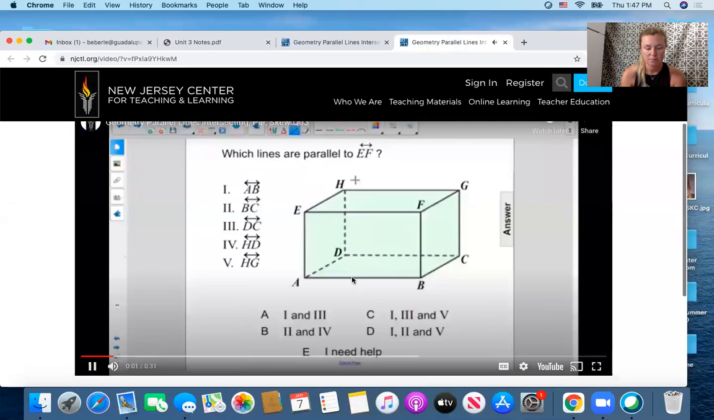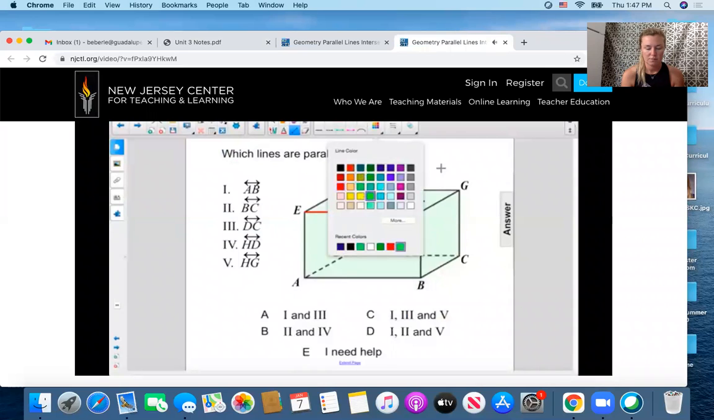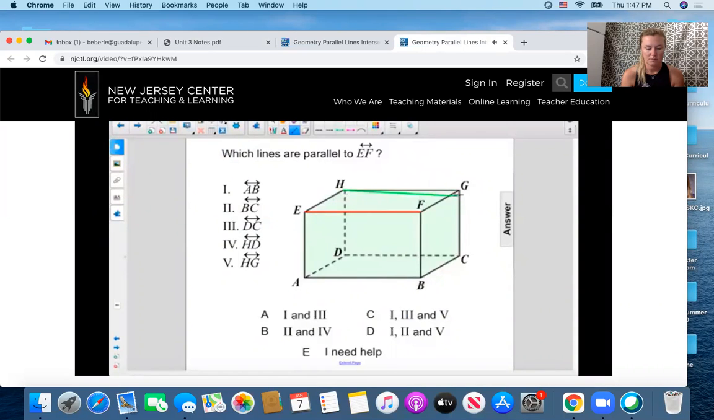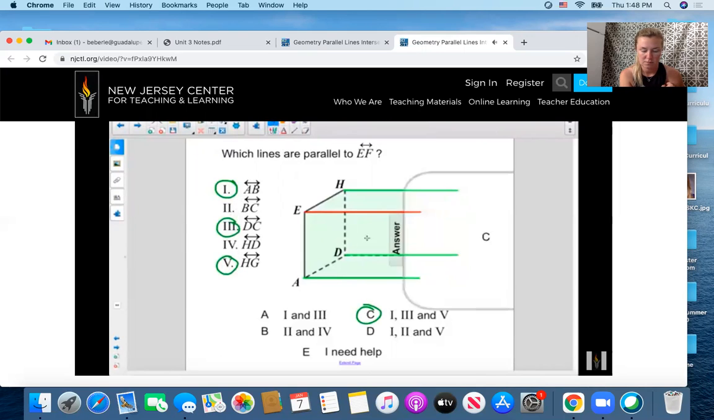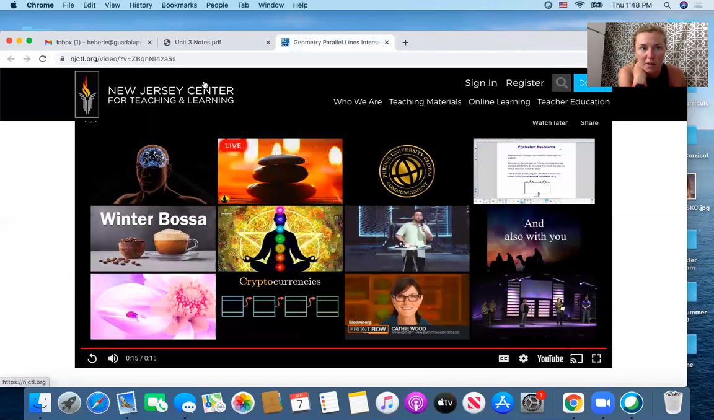Which lines are parallel to line EF? So EF is here. So where are the parallel lines? Well, HG, AB, and DC are all parallel to EF. So 1, 3, and 5, which is answer C. All right, questions on that? I think that you guys are probably professionals right now at this point with parallel lines.